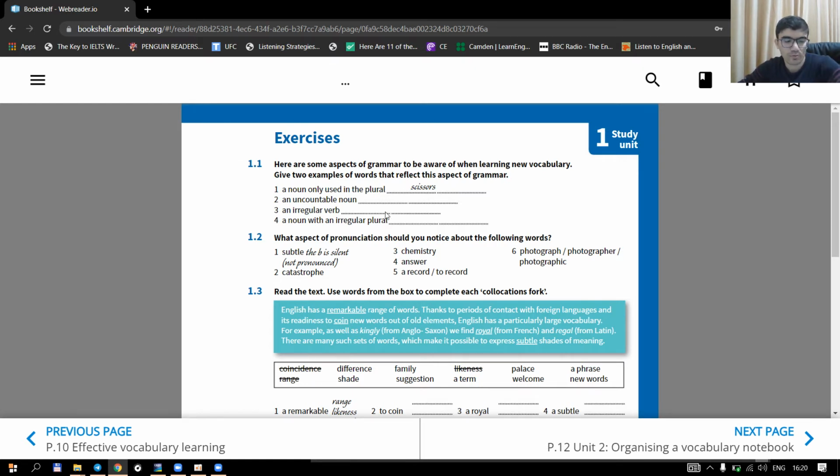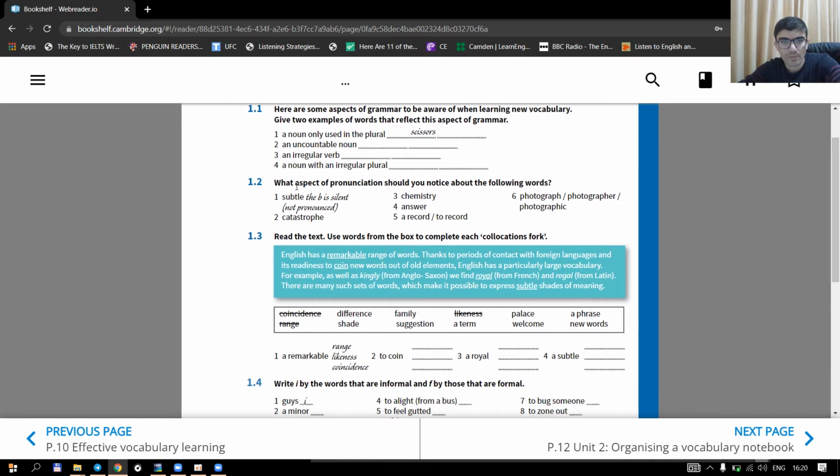Ya'ni ko'pligi boshqacha bo'lib ketadigan plural nounlar bor. Misol mouse, mice, food, feed, child, children, shunga o'xshagan. Endi mana bu yerda what aspect of pronunciation should you notice about the following words?